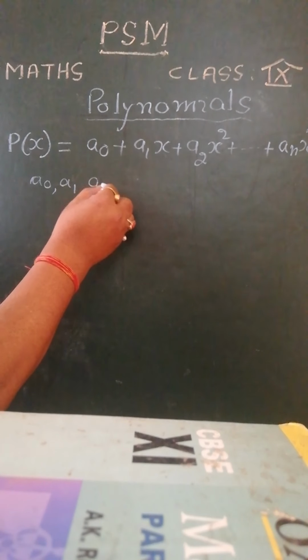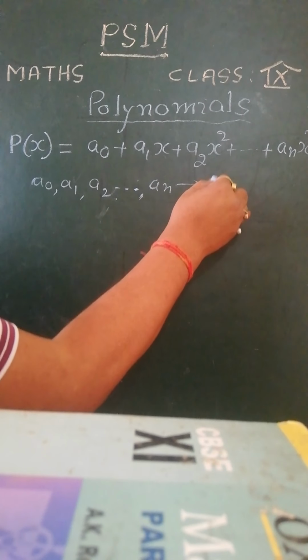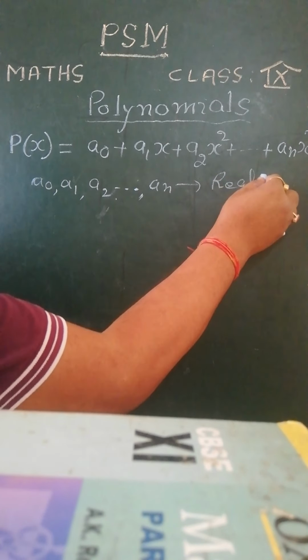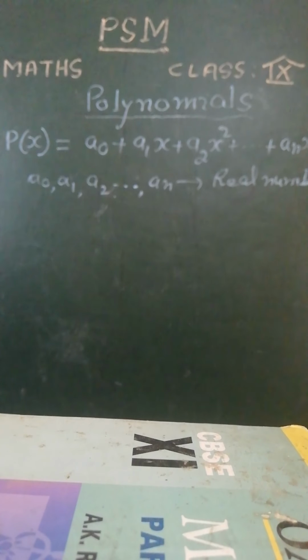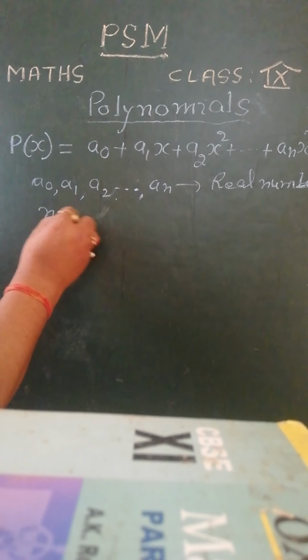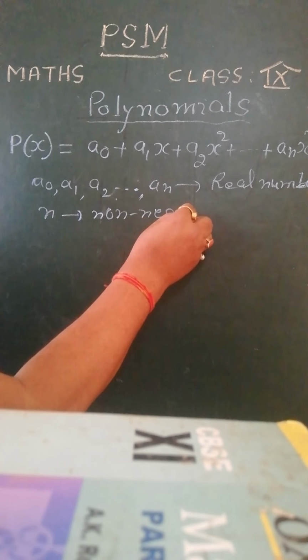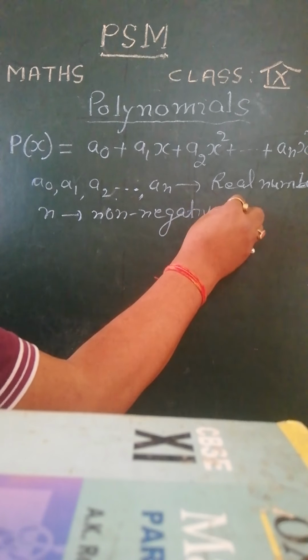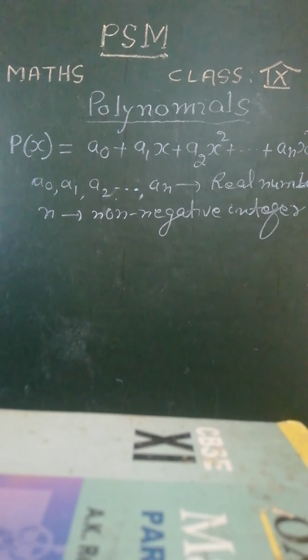a0, a1, a2 dot dot dot an, these are real numbers. These are also the coefficients of the polynomial, and n is a non-negative integer. Then this function is called a polynomial.